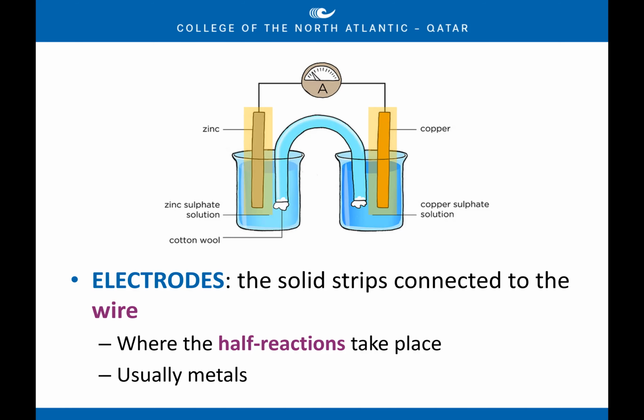Okay, so in order for the cell to actually be a cell, you need to connect it to wires. But you just can't throw wires into a beaker and let it happen. You need electrodes. Electrodes give you a way to connect a wire to metal to put it in the solution. So electrodes are metals like zinc and copper, and it's where our half reactions take place.